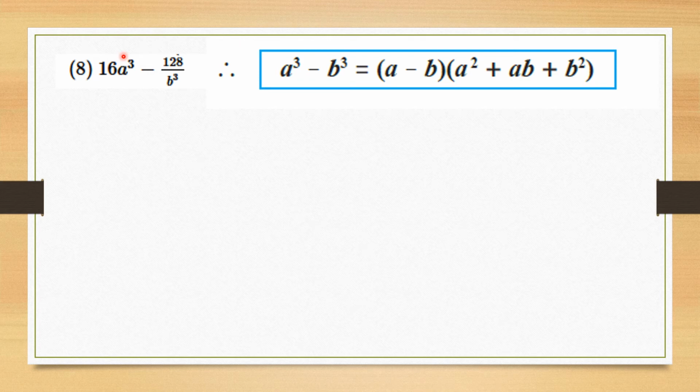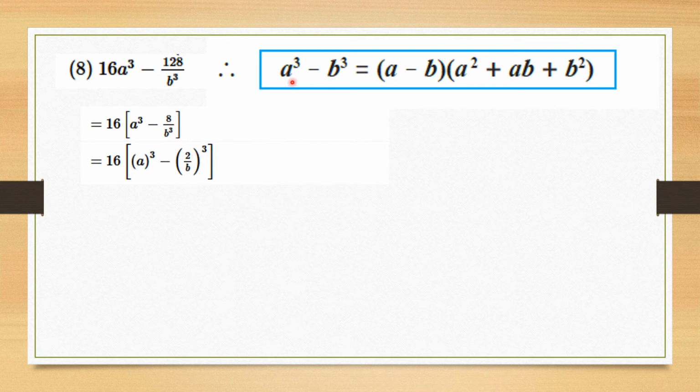Or in simple words, I can say that 128 comes in the table of 16 as 16 multiplied by 8. 16 into 8 will give you 128. So what we'll do here first is we'll take 16 common outside. Since you take 16 common outside, inside the bracket you'll be left with a cube minus 8 upon b cube. Now we know that 8 is a cube of 2. So instead of 8, we can write 2 cube. And this will become (a) the whole bracket cube minus (2 upon b) the whole bracket cube.